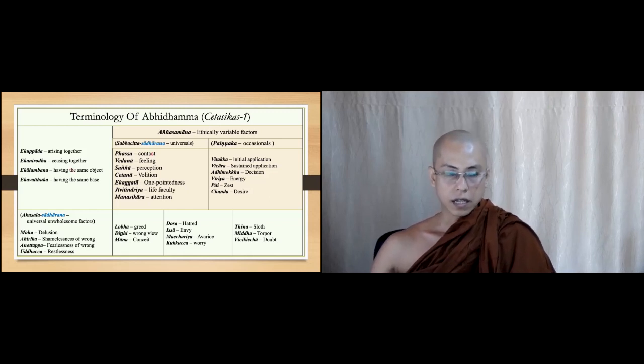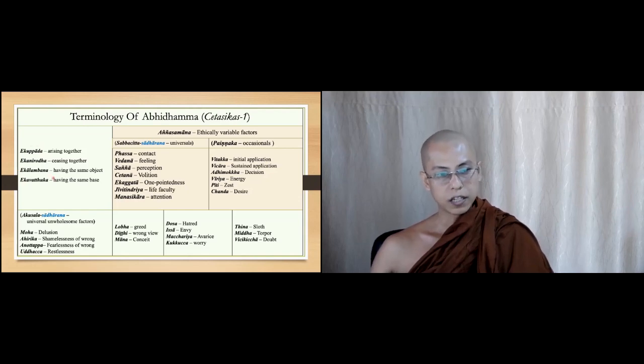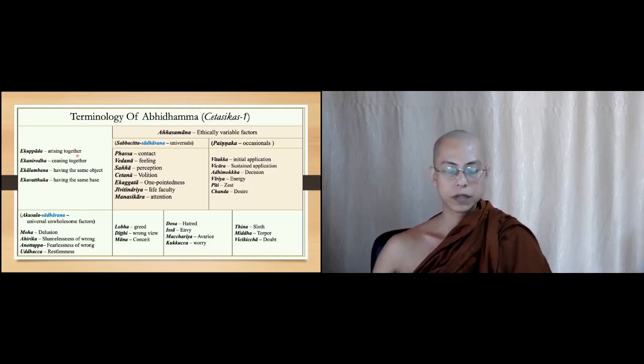In the Cetasika chapter, when Bhikkhu Bodhi and Anuruddha explain what a Cetasika is, in order to identify the characteristic of Cetasika, he used 4 words: ekuppada, arising together with consciousness in this way; ekanirodha. So eka, you will see all eka. Eka is the same or together. Eka uppada, arising together, ceasing together, having the same object, so alambana and arammana, same.